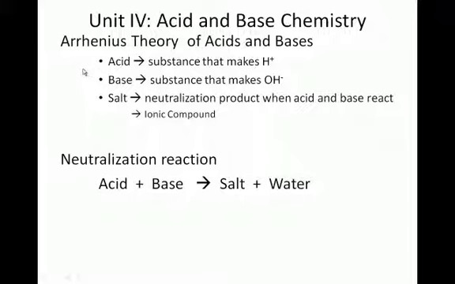Now, there's a few different definitions of what is an acid, and the first definition we're going to talk about is the Arrhenius theory of acids and bases. This definition says that acids are substances that make hydrogen ions, so the H+ ion, and bases are substances that make OH- ions. And salts are just neutralization products when an acid and base react. They're usually ionic compounds.